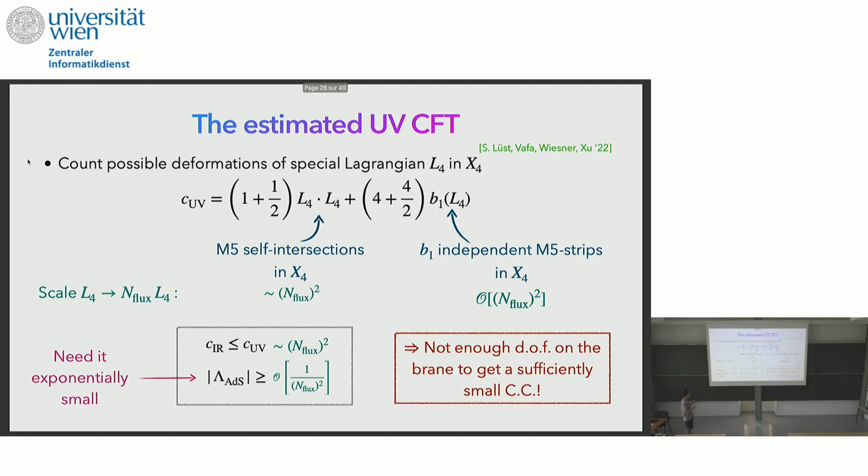But you needed the cosmological constant to be exponentially small. And so from that analysis, it means that there is not enough. You cannot push this arbitrarily small. You cannot push it exponentially small. And so it means that there would not be enough degrees of freedom on the brane to get a sufficiently small cosmological constant.